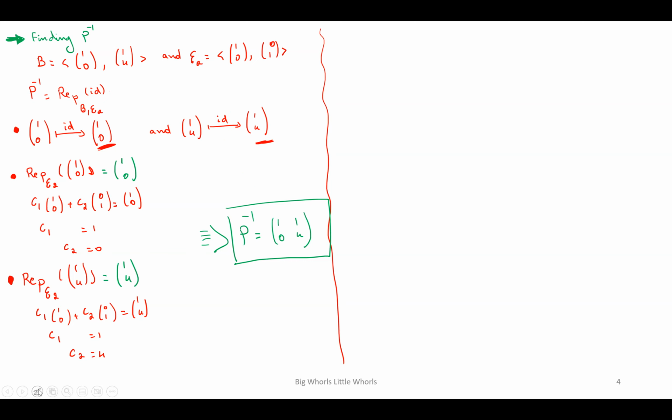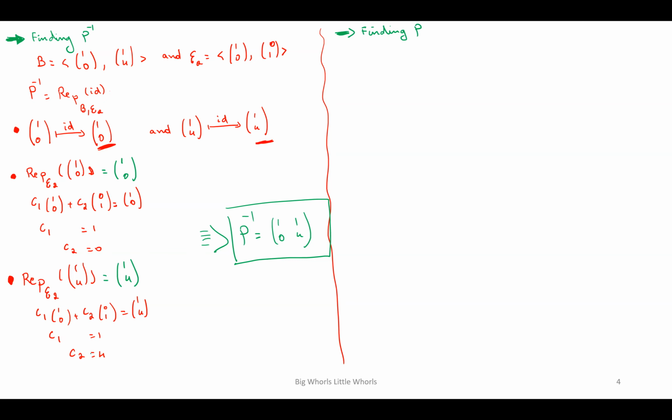Now we need to find P. So finding P. How do we find P? We can find P by two options. The first option is, we know P is going to be the inverse of the inverse. So we can find the inverse using Gauss-Jordan, or we can find P by doing the same calculations which we have done for P inverse.